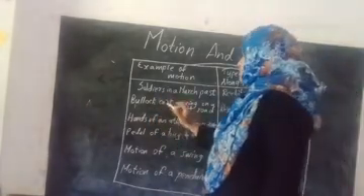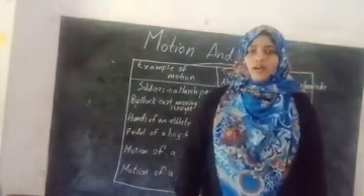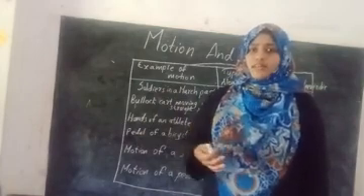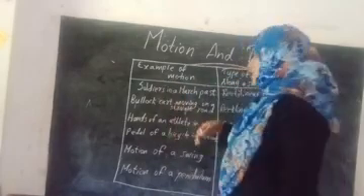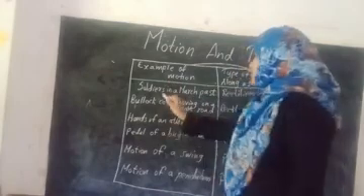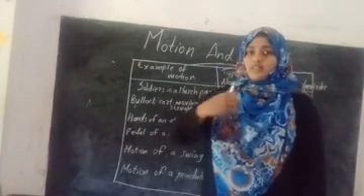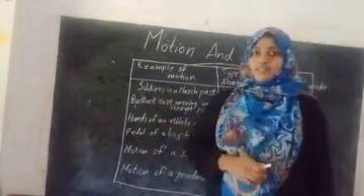Next one, a bullock cart or roller car moving on a straight road. As I have already told, vehicles moving on a straight road are a rectilinear motion. In the same manner, this is also a rectilinear motion because here the roller car is moving on a straight road, taking a straight path. So it's a rectilinear motion.